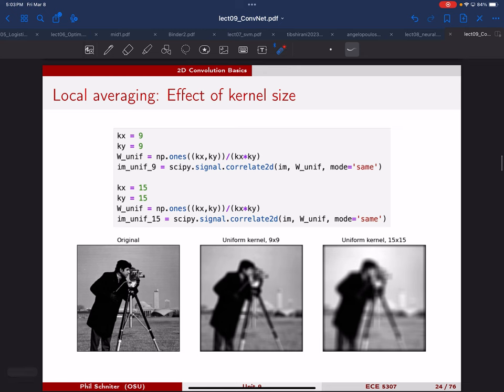Let's also look at a couple different kernel sizes, 9x9 versus 15x15. You can see with the 9x9, that's what we had on the previous page, a certain amount of blurring. With 15x15, it's even much more blurry, because as the kernel gets bigger and you slide it, there's just less change with the slide. There's a bigger number of pixels that are all staying the same. So bigger kernel, more blurring.